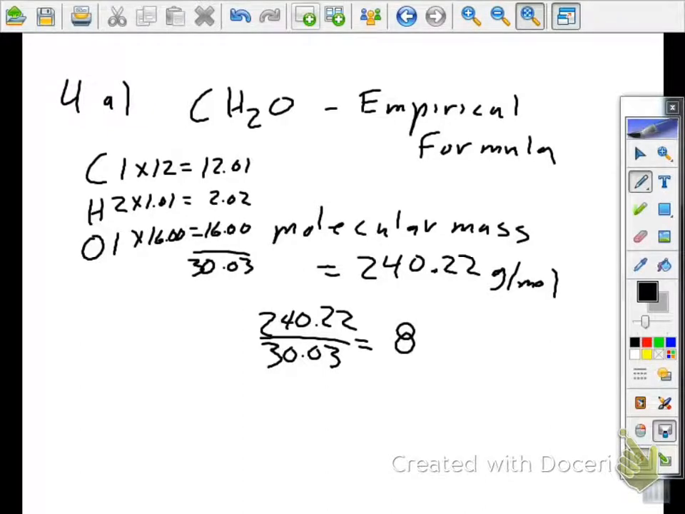So I've got to multiply all those subscripts by 8. So original subscript for carbon's 1, so it'd be C8. Subscript for hydrogen's 2, so that's going to be 16. And then oxygen is going to be 1, so that's going to be 8. So my formula is C8H16O8 for 4A.